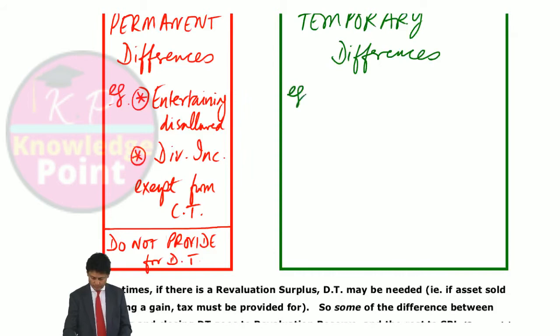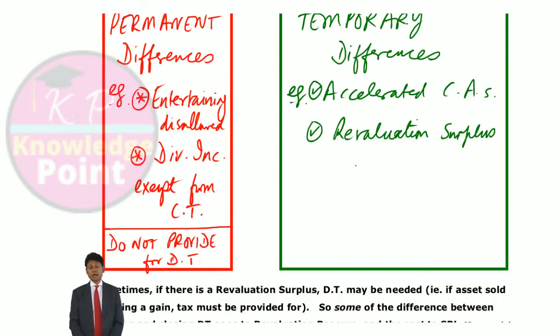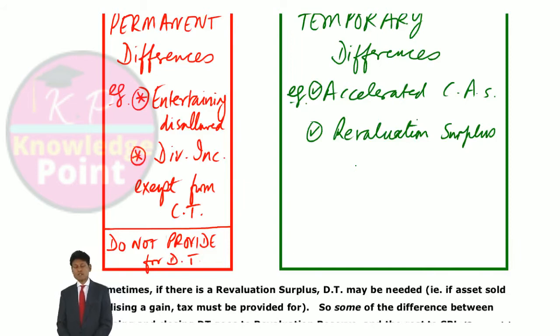Examples: accelerated capital allowances. And another famous one that the examiner is very fond of these days is where you have revaluation surpluses. Nasty point there. Revaluation surpluses. What do I mean by that? Say you've got at the end of the year a building worth, what shall we say, 50,000, and it's revalued to say 60,000. So the difference between the two is say 10,000. If you want to put a few more zeros in to make it millions, to make it more significant, that's fine. But let's say you've got a building worth 50,000 and you're revaluing it to 60,000. The revaluation surplus is 10,000.